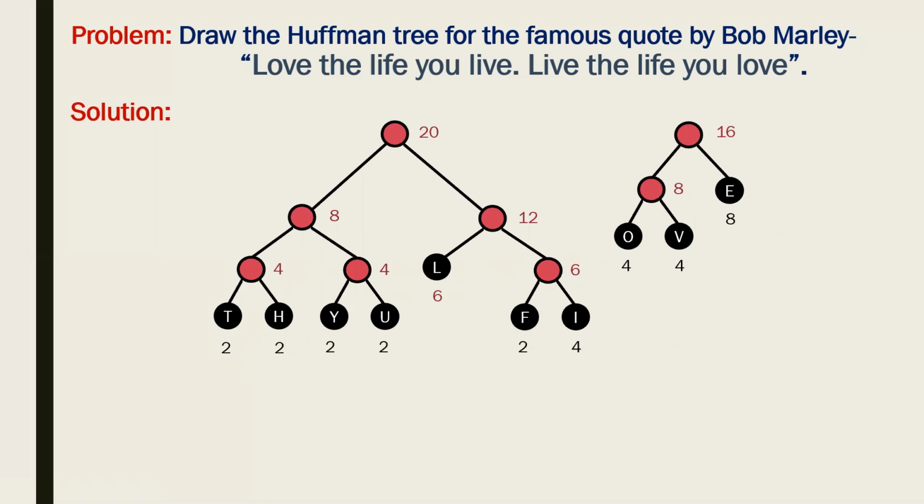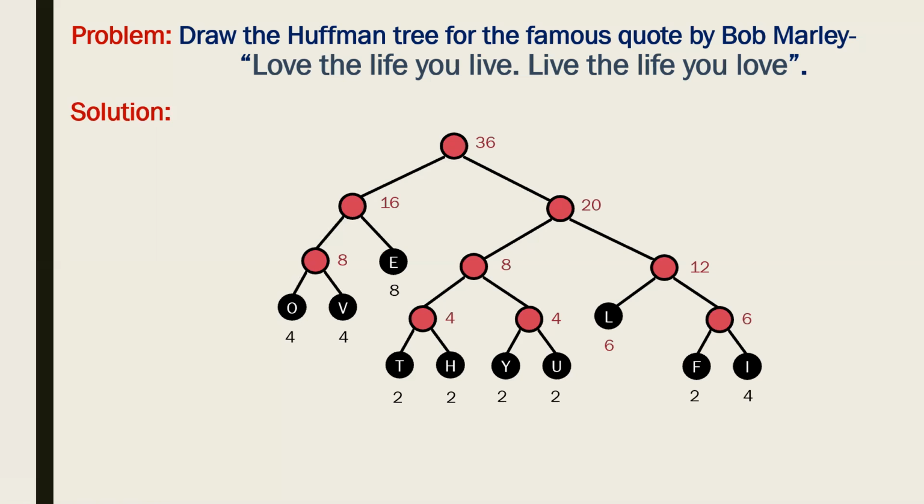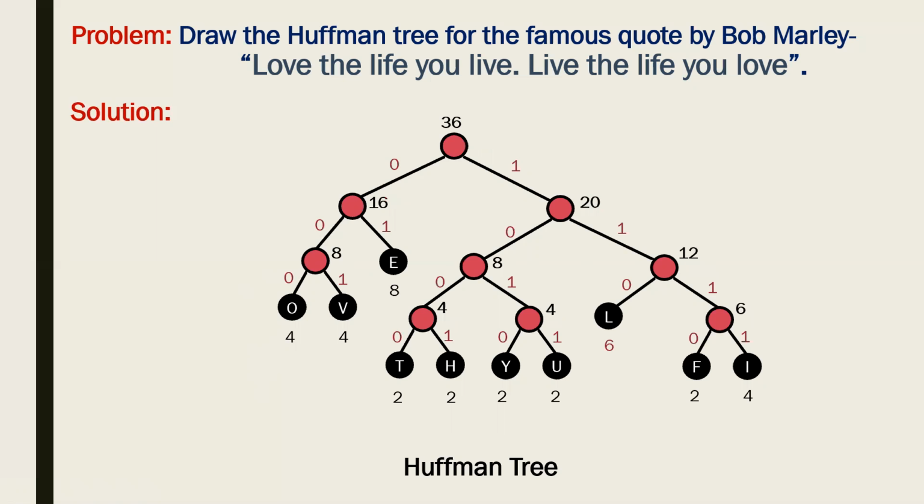Now only 2 trees are remaining, and we have no other option left. So we have to combine these 2 trees. The weight 16 is lesser, so it will go to the left direction, and 20 will go to the right subtree. So combine, and this will be our final Huffman tree. Just add 0 and 1 to each edge. Every left edge contains 0 and every right edge contains 1. So this is our final Huffman tree which is required in the question.